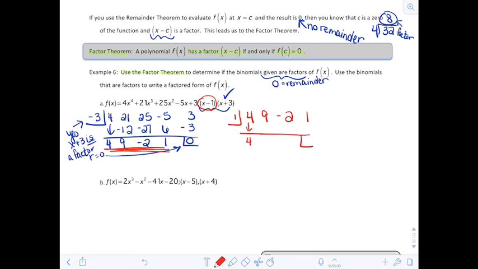Drop down the 4. 1 times 4 is 4, plus 9 is 13, times 1 is 13, plus a negative 2 is 11, and 1 times 11 is 11. When I add, I get 12. So the answer here is no. x minus 1 is not a factor.